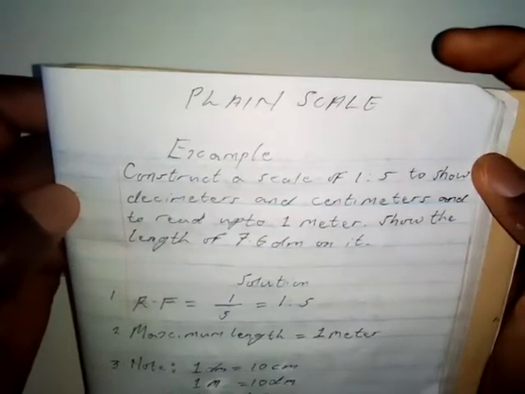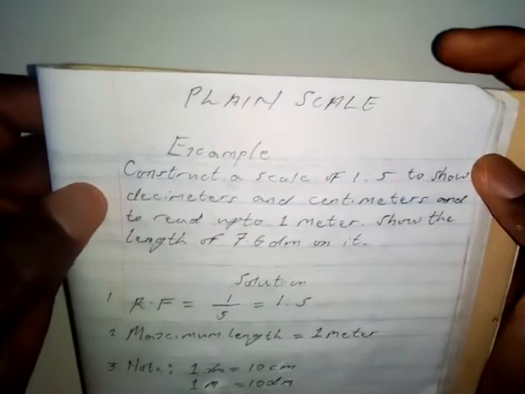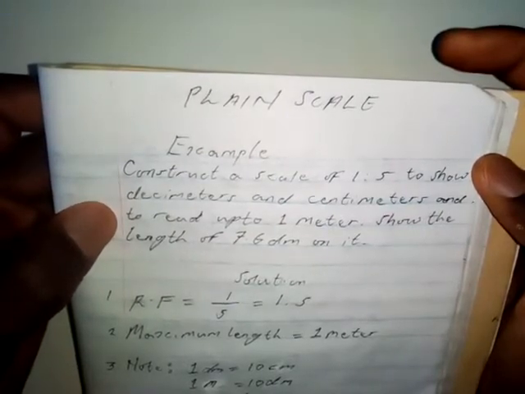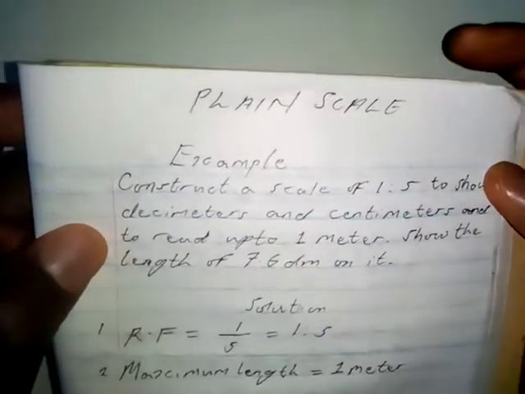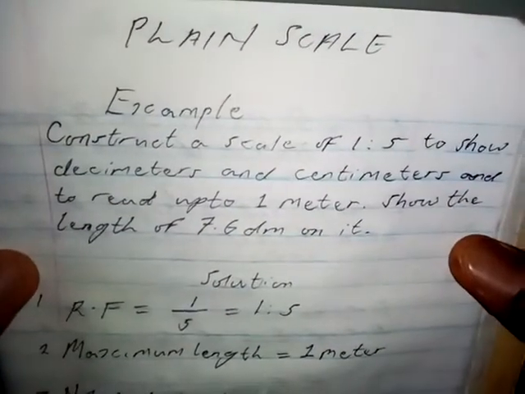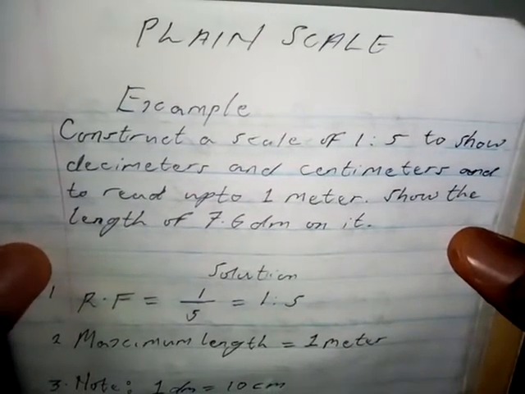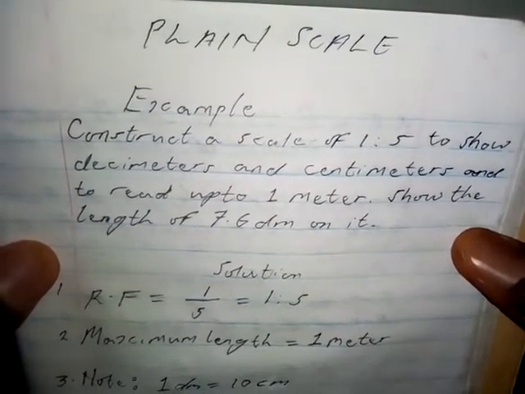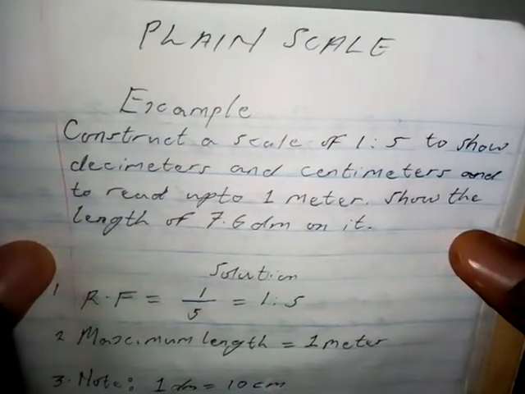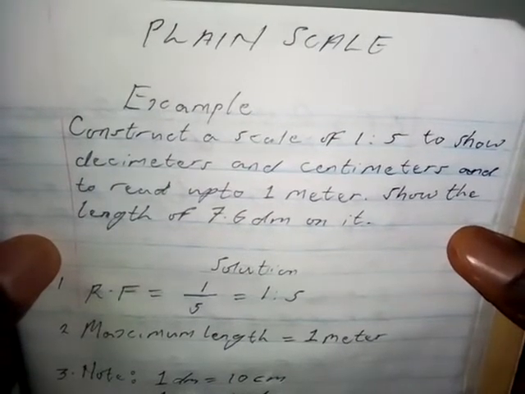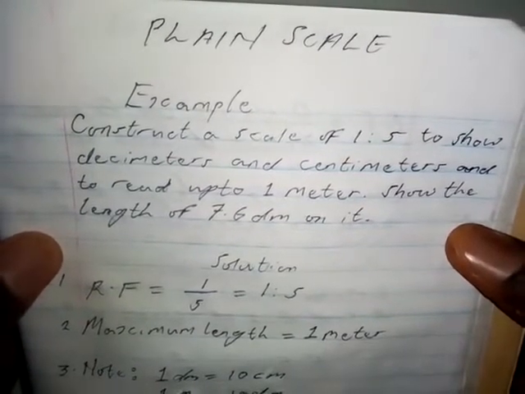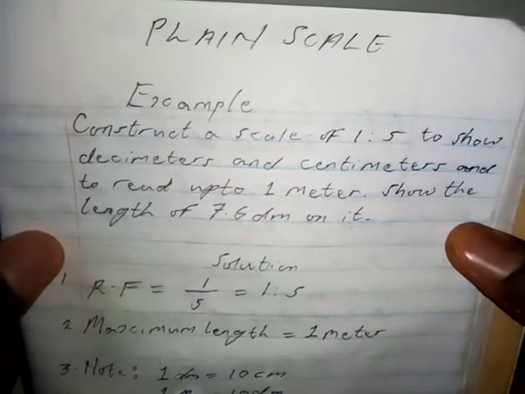Okay, and for you to understand this construction, I have carved out a question that we are going to use to construct the plane scale. If you look at the question that you see on this screen, let's read it together. The question says: construct a scale of 1:5 to show decimeters and centimeters and to read up to 1 meter. Show the length of 7.6 decimeters on it.